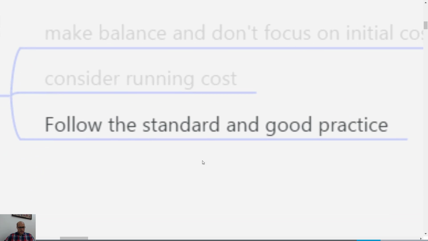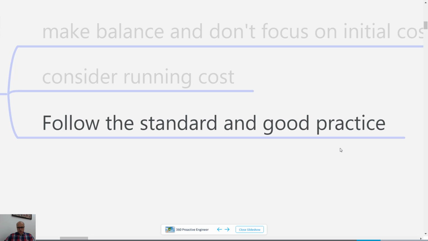Also, following the standards and good practice will give us a clue how we can properly select most of the piping diameters, or what is the best delta P allowable for most of the equipment that we are selecting. For example, don't go more than 3 meters per second in most liquid piping systems when you are selecting the pipe diameter for your system.